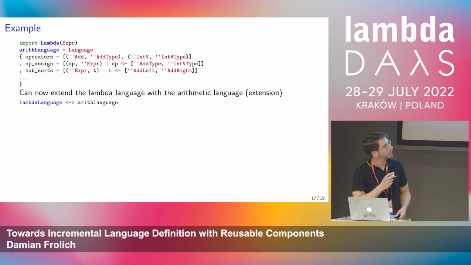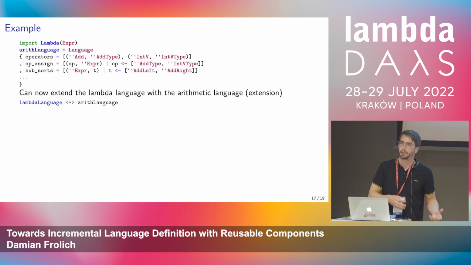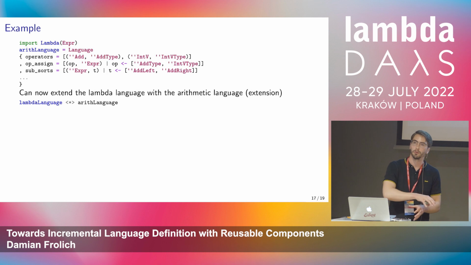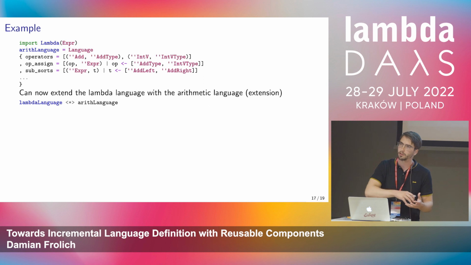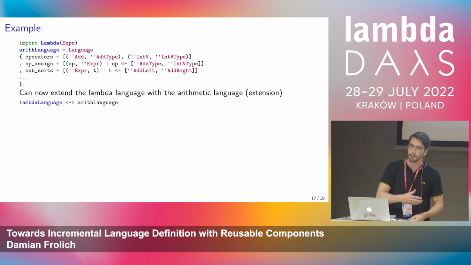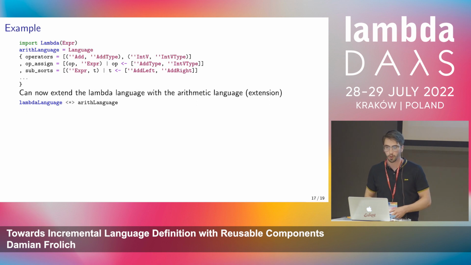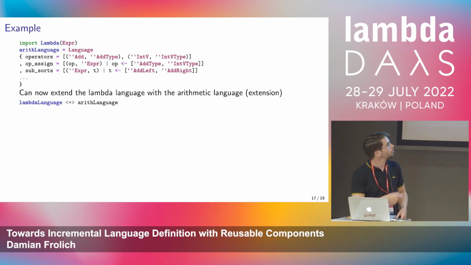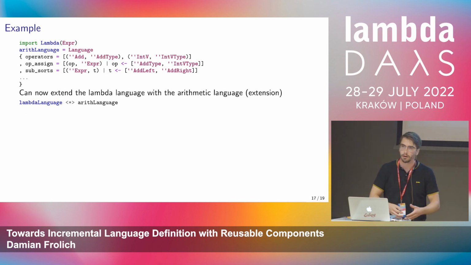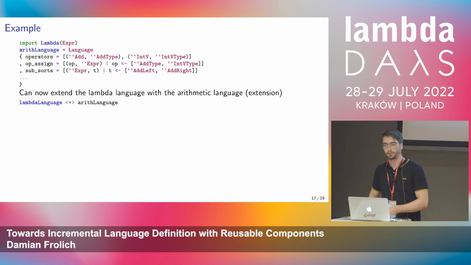Then we define the arithmetic language, which has two operators, addition and integers. We then assign these operators to the expression sort, which we inherited from the Lambda language, where that dependency is. So what this does is it adds integer addition to the Lambda calculus, and it allows us to use integers inside Lambda bodies, and lambdas inside addition. And now we can compose these two languages together with our composition operator, and we get out of it the language that supports both Lambda calculus and integer addition.